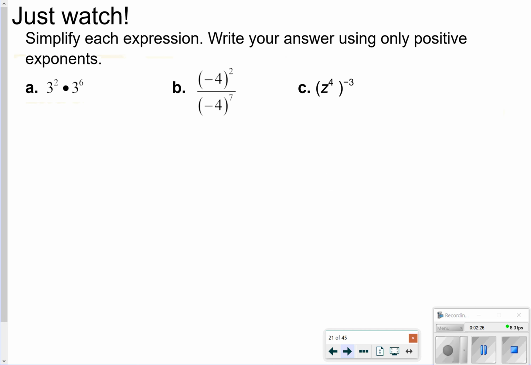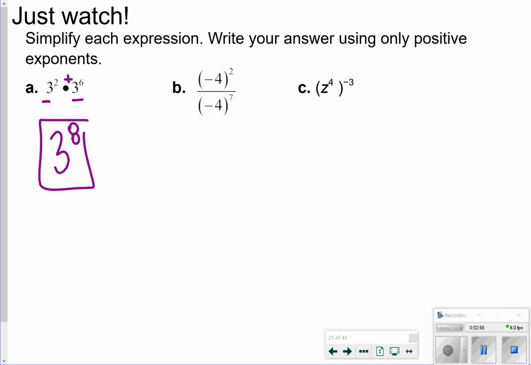Alright, so these are all 3 of our powers we just wrote down. The first one is product of powers, the second one is quotient of powers, and the third is power of powers. With this first one in letter A, the product of powers says with the same base we can add the exponents. Since both of them have a 3, we can add the 2 and the 6. That means my answer would be 3 to the 8th power. Because all I did was added 2 plus 6.